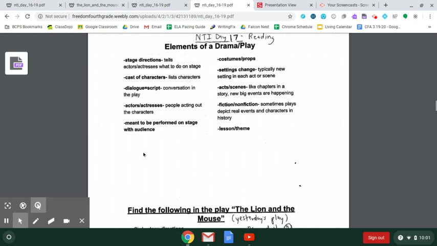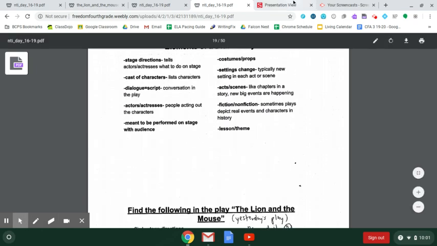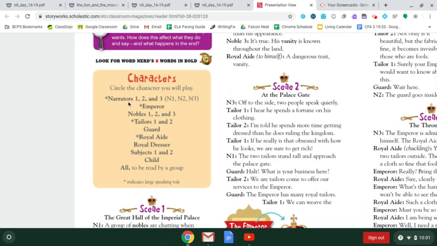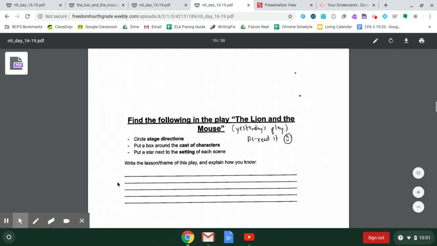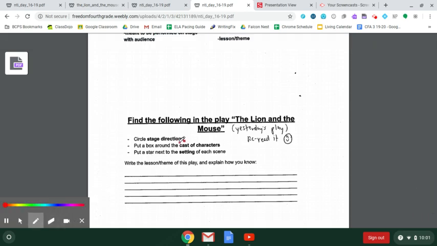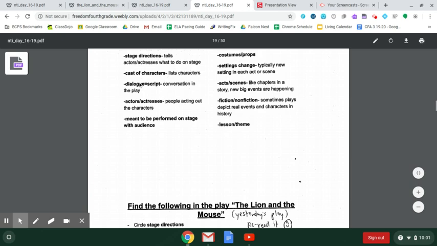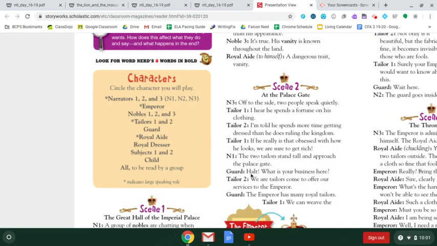Next, we've got a cast of characters, okay? That lists the characters who are in the play. Right here, we've got them. Narrators, we know those are the people telling the story. There can be more than one. And we've got the other characters as well. So when you go and you find the cast of characters in The Lion and the Mouse, I want you to put a box around that, okay? The next thing it talks about is the dialogue or the script. Remember, dialogue is characters talking to each other. So in a drama or a play, the dialogue is really just the conversation, each character's line.